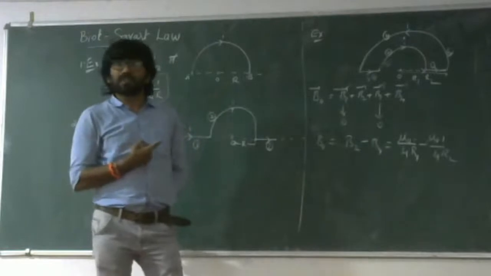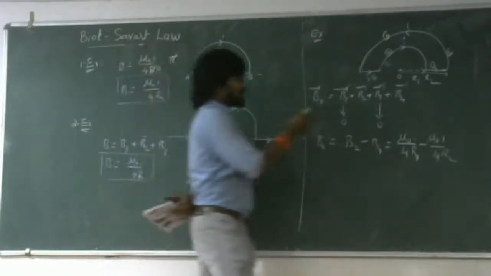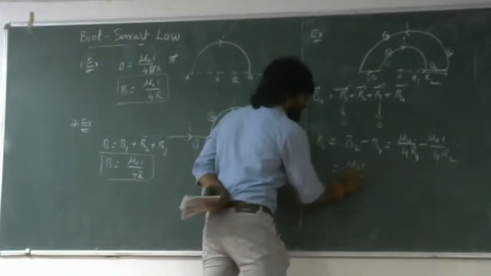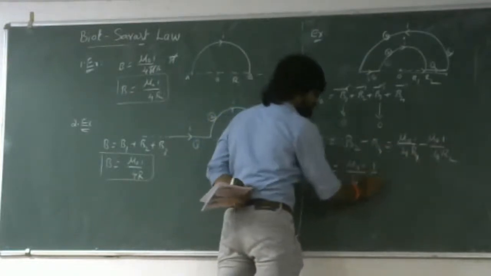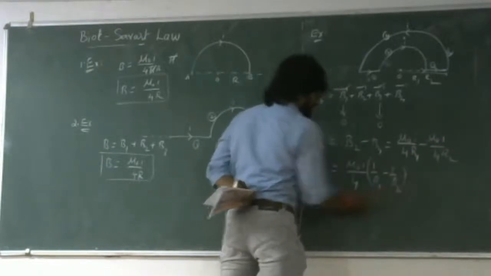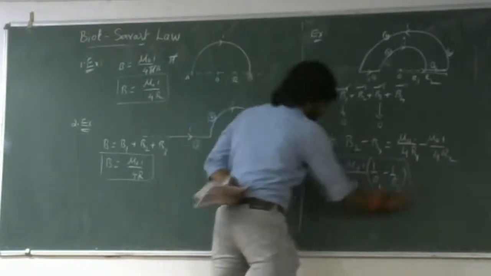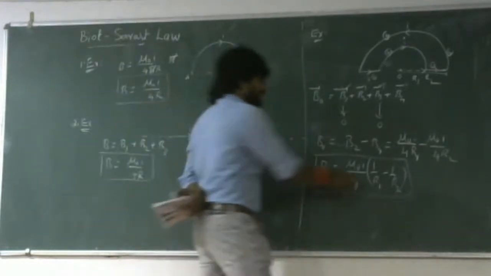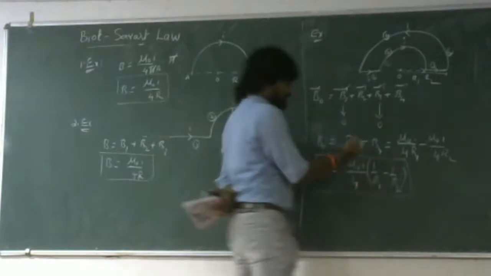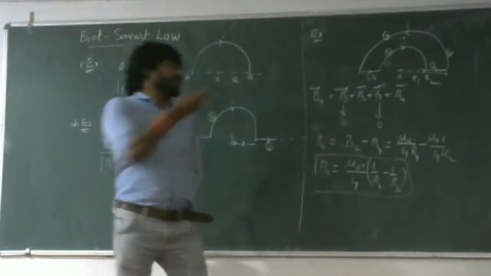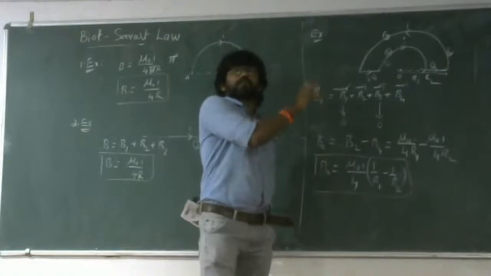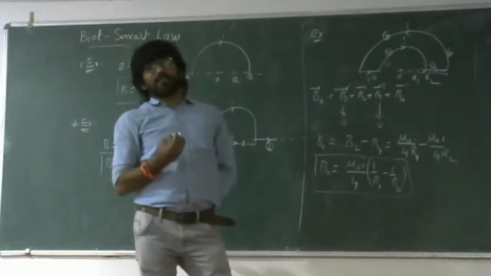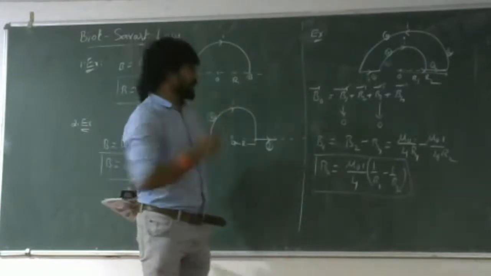Yes or no? Due to semicircle. So now mu naught I by 4 is constant. Take it out. Then you get mu naught I by 4 into (1 by R1 minus 1 by R2). You can keep this as it is. That's it. Or depending on the options, you have to simplify further. If the options are given as R2 minus R1 by R1 R2, that will be it. Or instead of that, the numerical values are given, R1 is 2 centimeters, R2 is 4 centimeters, like that. Then you have to substitute the values and get the numerical value. This is how you have to work out.